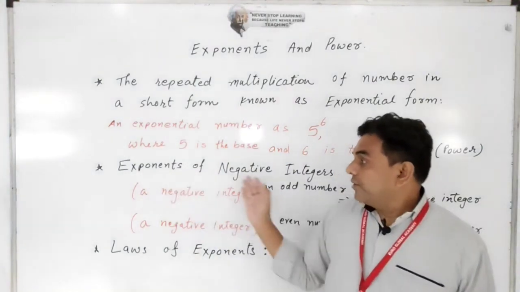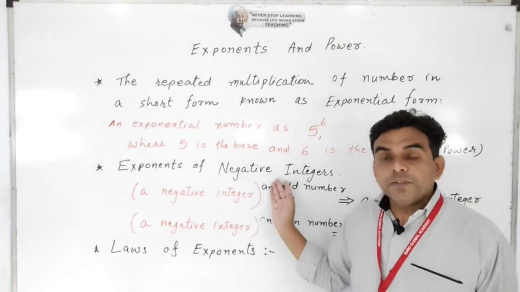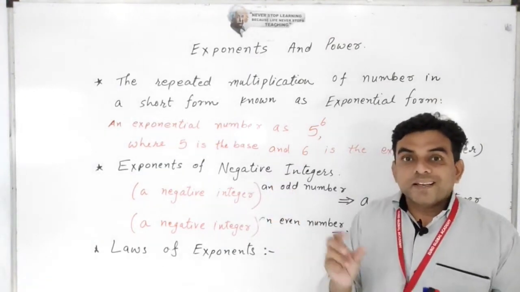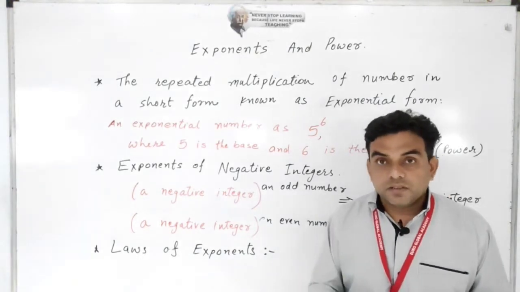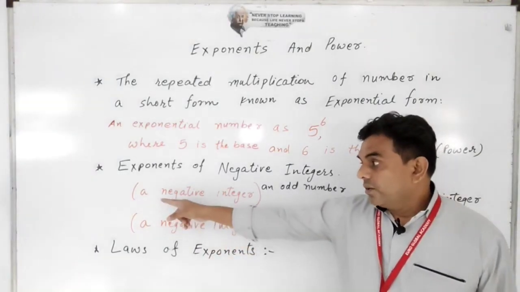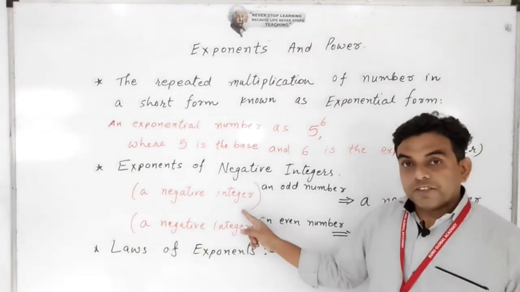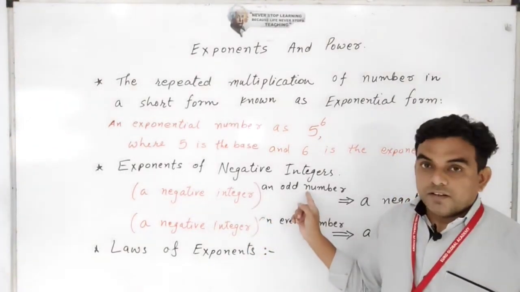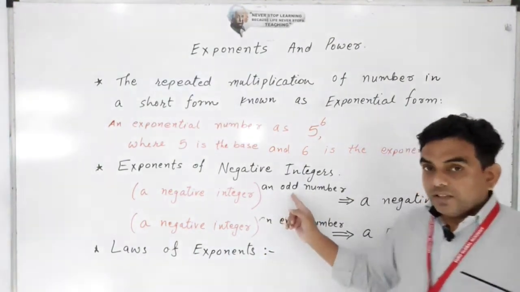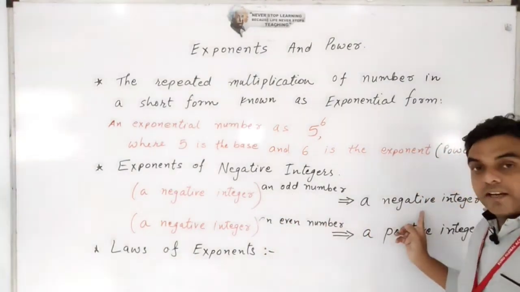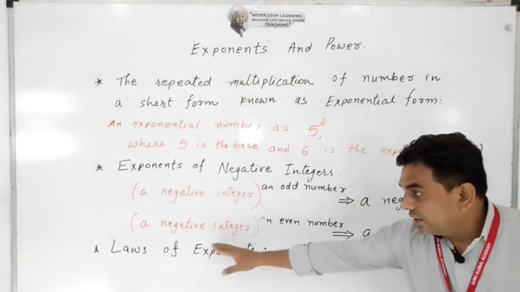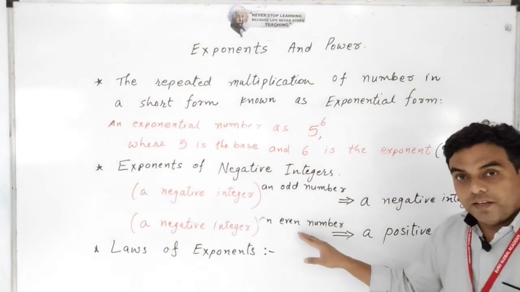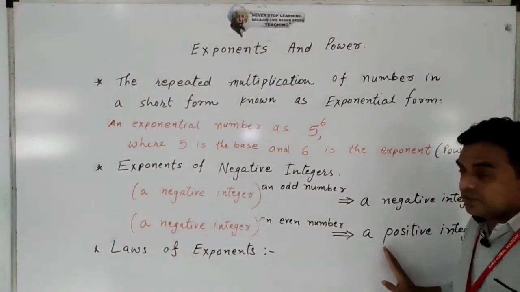Now, exponents of negative integers. Students, suppose there is a negative integer as the base. If the power is an odd number, the answer will always be a negative integer. And if the power is an even number, the answer is a positive integer.